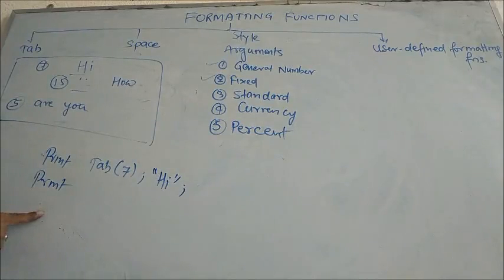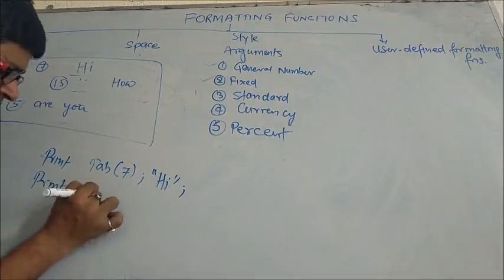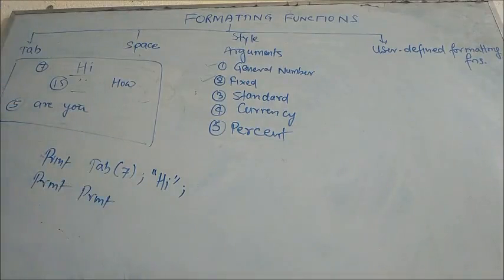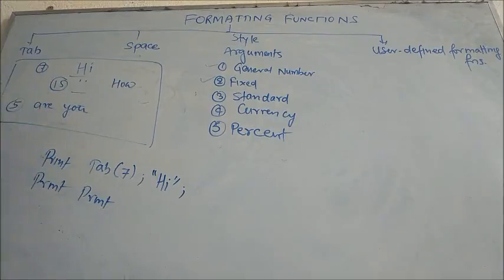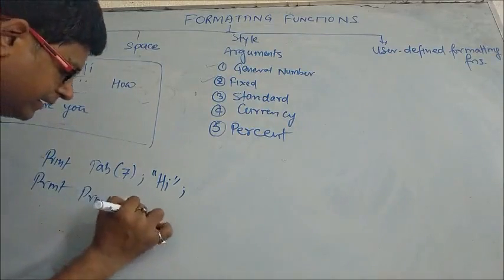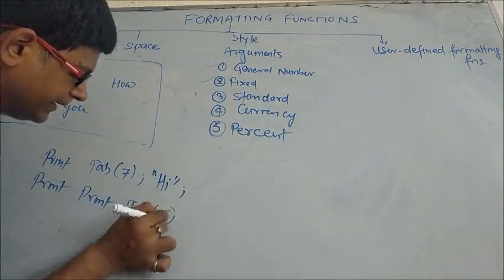And after the print command, it is up to you, if for the second print command you want to start from here, then also you can start. If you want to start from here, it will also be the same. So, in my opinion, this will be your print, and say how much space is there. So 15 spaces from here, that is why I have to take the space command, right? Tab command. So print tab 15.